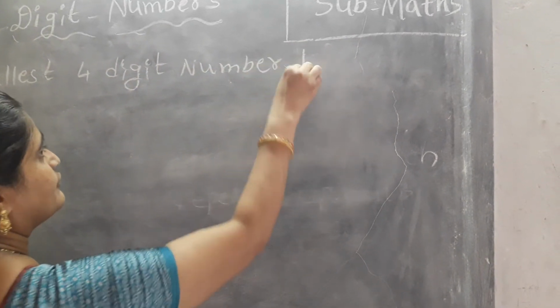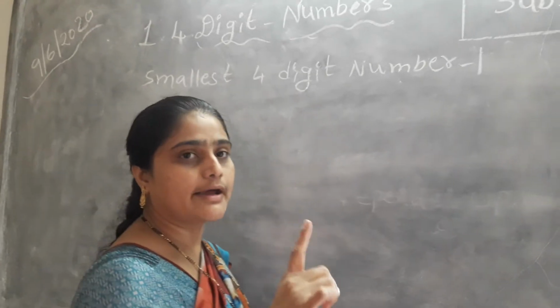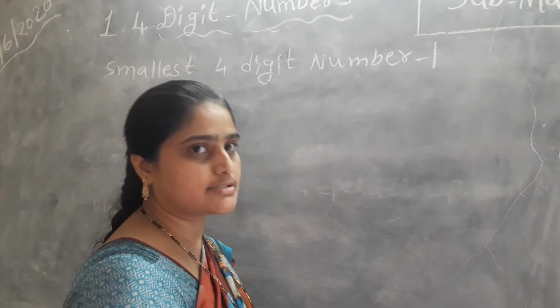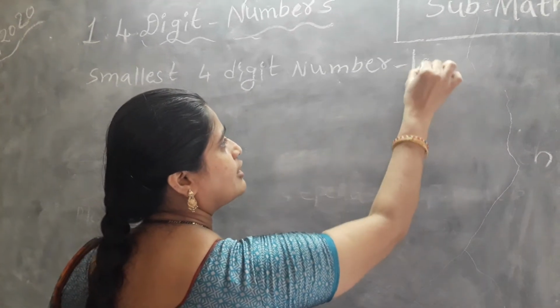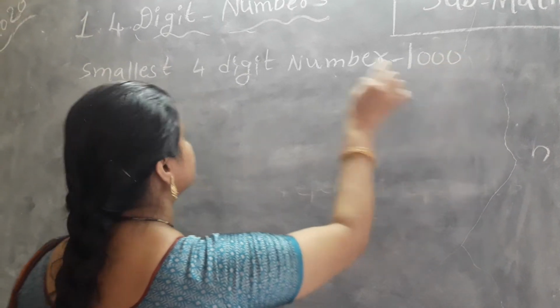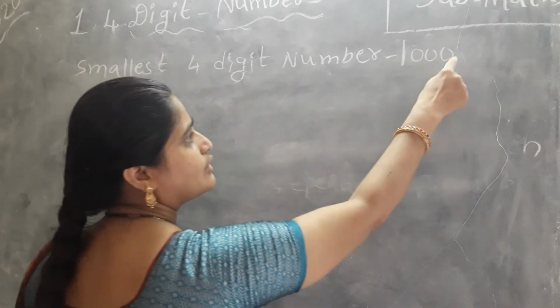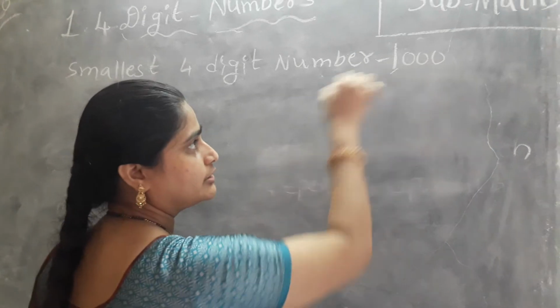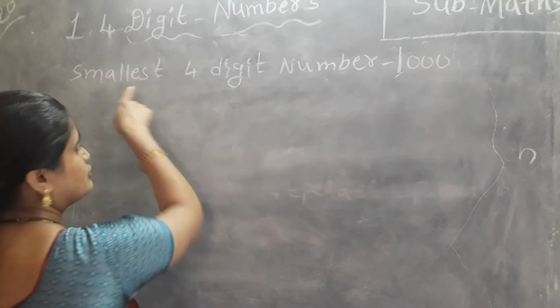In the smallest number, we must take 1 followed by zeros. So 1 followed by how many zeros? 3. Why? Because it has 4 digits. That's why here 1, 2, 3, 4 digits: 1000. 1000 is the smallest 4-digit number.